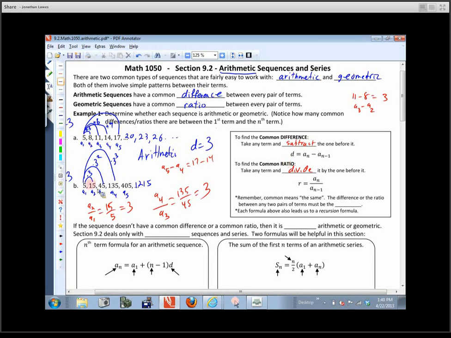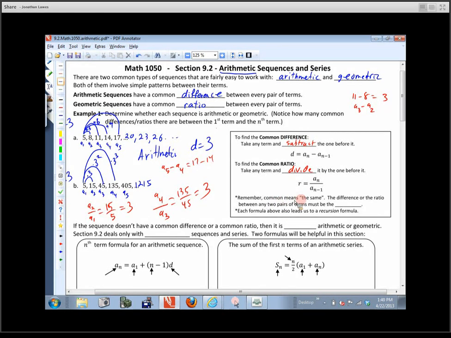Now, what if I multiplied by 3 to get between these two and then multiplied by 7 to get to the next two? Would that be geometric? No, it has to be the same ratio every single time. Okay? Any questions there? Okay, a couple things we want to point out.